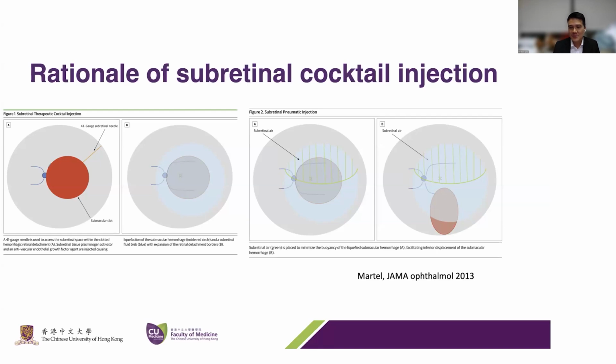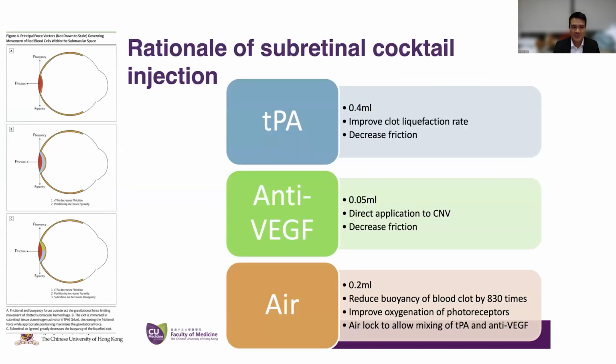So this technique was actually first proposed by Martel and associates over 10 years ago already. It works by manipulating the three forces that dictate the movement of subretinal clots in the subretinal space, namely the upward buoyancy force, the downward gravity, and also the friction that stops the subretinal clot from moving in any direction. So the subretinal TPA can improve the clot liquefaction rates and decrease the friction by creating a subretinal bleb.